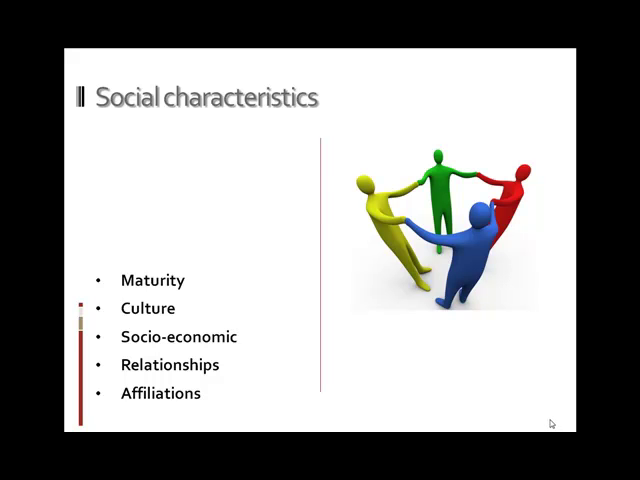Social characteristics of your learners could include their maturity, their culture, their socioeconomic status, their relationships, and their affiliations. You may need to make accommodations on how you structure your training, whether it's individualized, whether it's group training, whether you're training people of a similar position in the corporation or grouping them by different positions. You want to take these things into account when you're designing your training. So if you know these characteristics about your learners, it will help you design better training.